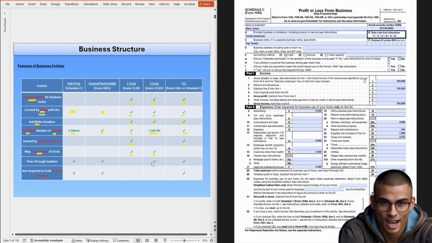Not required to hold annual meetings. A sole proprietorship is not required. A general partnership is not required. But a C Corp and an S Corp do have to hold annual meetings. An LLC also is not required to hold annual meetings. So hopefully these two charts give you a better understanding of the business structure, the differences between a sole proprietorship, a general partnership, a C Corp, an S Corp, and an LLC.